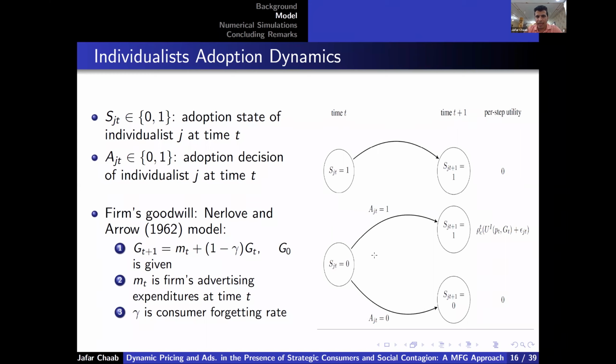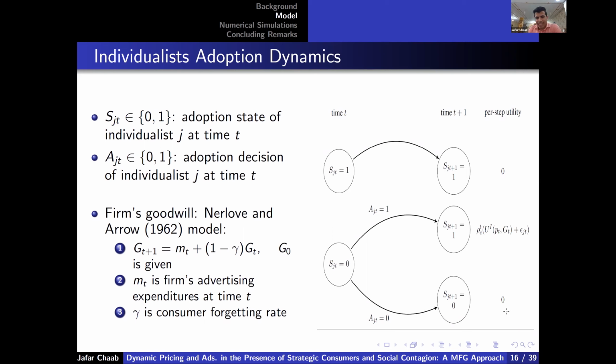Here is the individualist's adoption dynamics. At each time, if the individualist has already adopted the innovation, his state variable will be 1. When he or she transfers to the next purchasing occasion, the same state will remain. Nothing is going to change, and he does not receive any utility. However, at the bottom right part, when we have a decision node, if the individualist has not yet adopted, he may decide to adopt and receive this utility. Otherwise, if he does not decide to adopt, he does not receive any utility, and he may consider adoption in the next purchasing occasions.